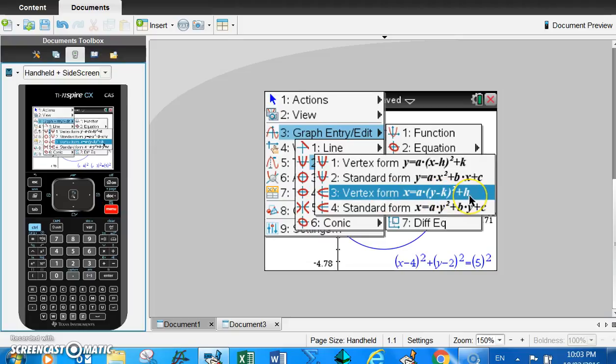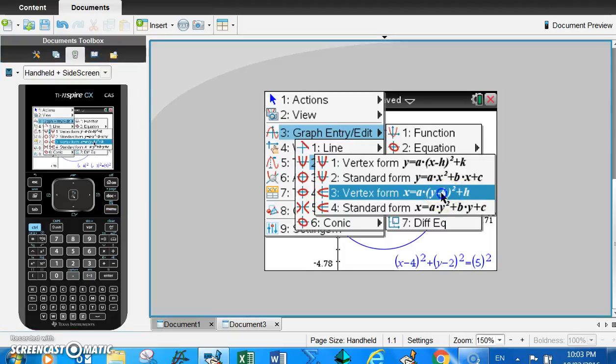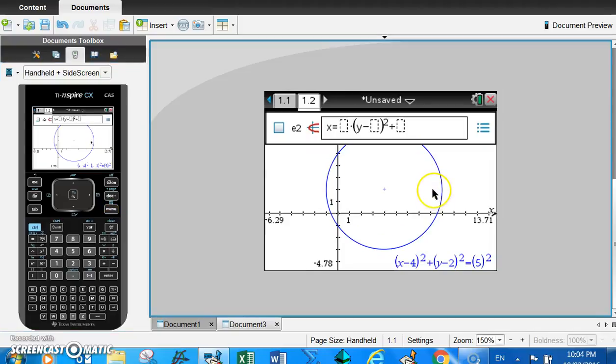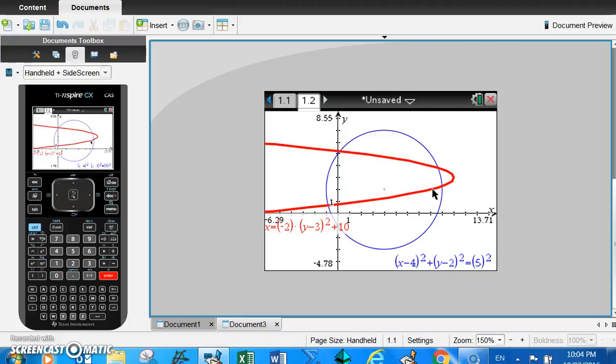You can see here that the vertex is at h, k. So we'll enter in minus 2 and suppose that the vertex is at 10, 3. So tab across, enter in 3, tab across, enter in 10, hit Enter, and there's our sideways parabola. Now we might be interested in finding the coordinates and the points of intersection. There are 4 of them there.